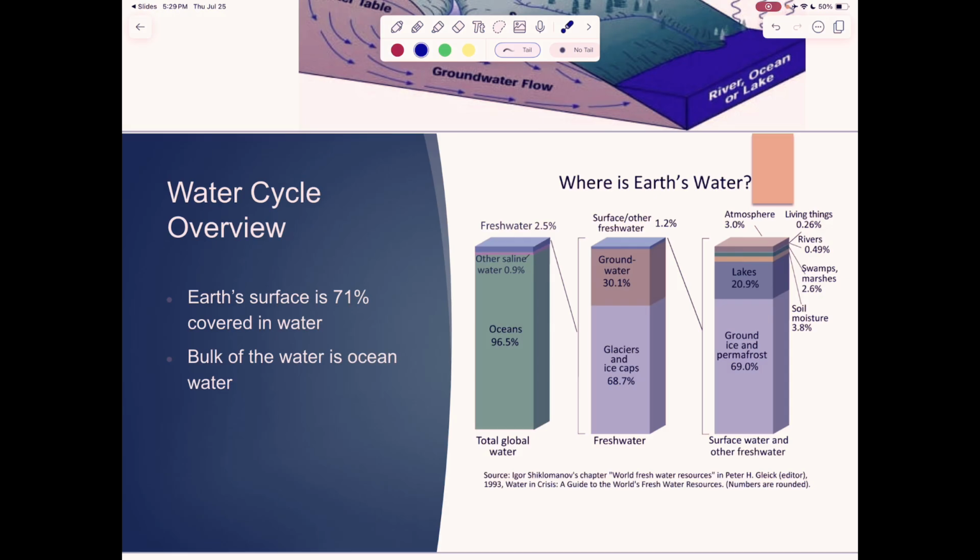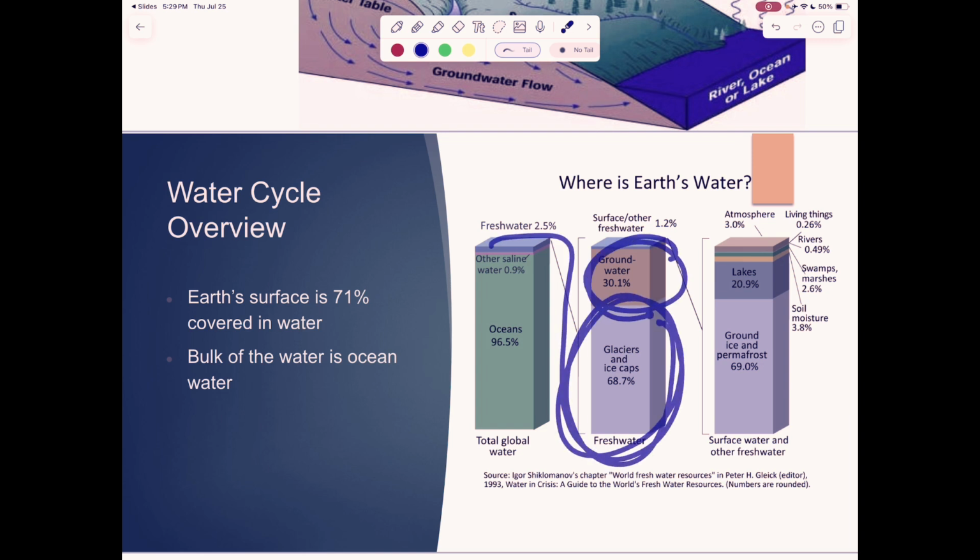All right, so quick reminder, Earth's surface is covered in 71% water. Most of it is ocean water, but a lot of the rest is in our glaciers and ice caps or in our groundwater. Very little is actually in our lakes and rivers.